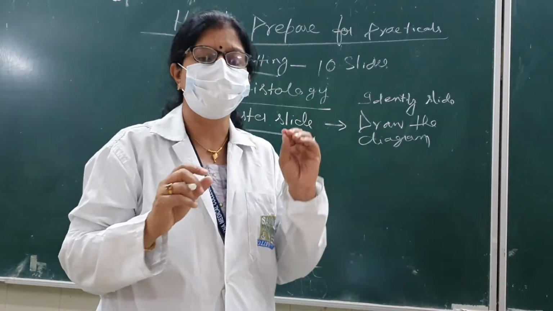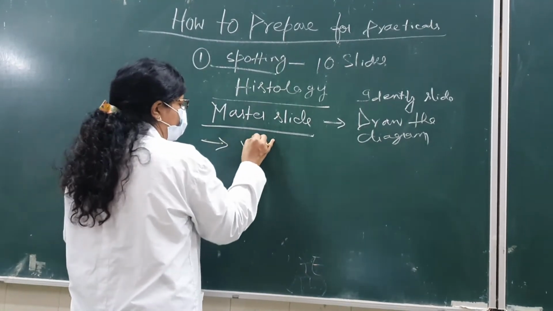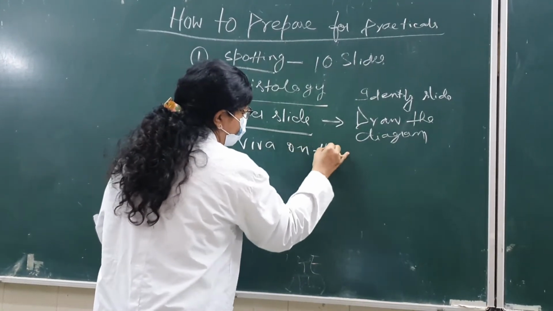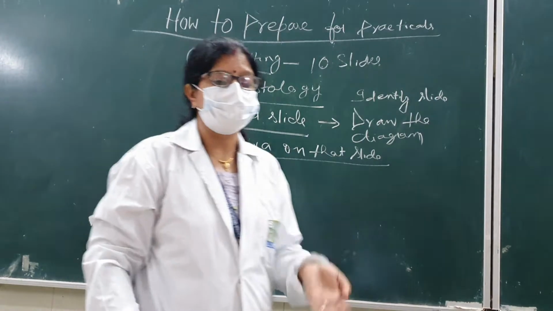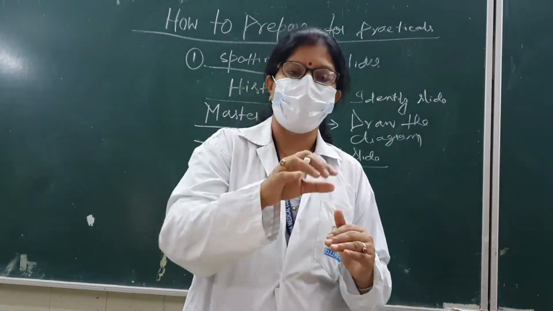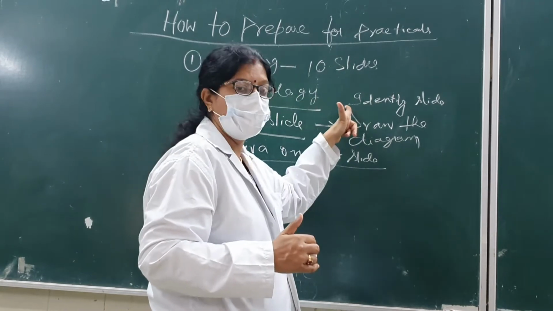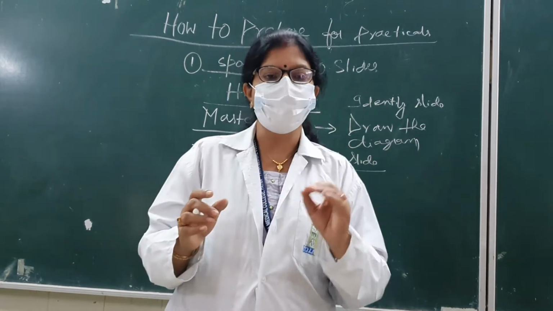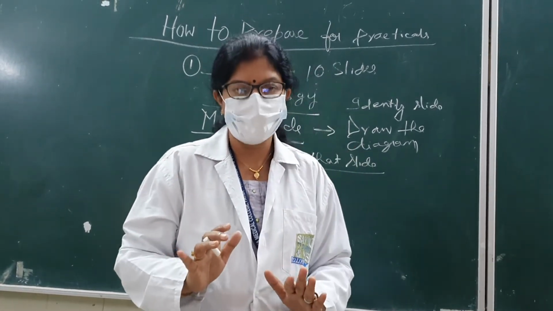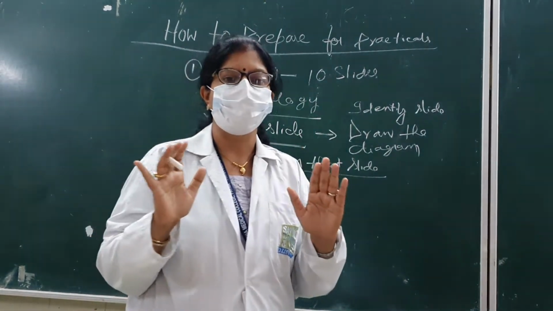Then you have a small viva on that slide, whatever slide you get. It is not necessarily a choice. You are asked to pick up a slide, and any slide you get, you are supposed to undergo all these steps. You have to identify the slide, draw the diagram, and give a 4 to 5 line viva over that slide. So that is about the spotting part and this part of histology.